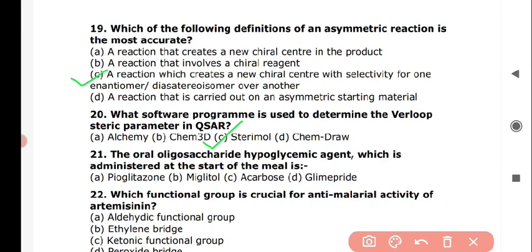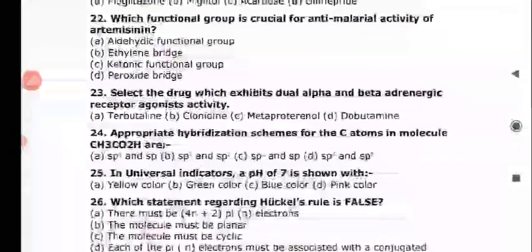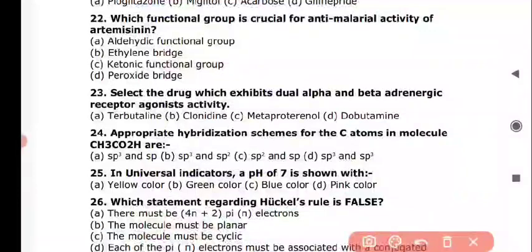Next question is the oral oligosaccharide hypoglycemic agent which is administered at the start of the meal is, and the correct answer is option C, acarbose. Next question is which functional group is crucial for antimalarial activity of artemisinin? And the correct answer is option D, peroxide bridge.